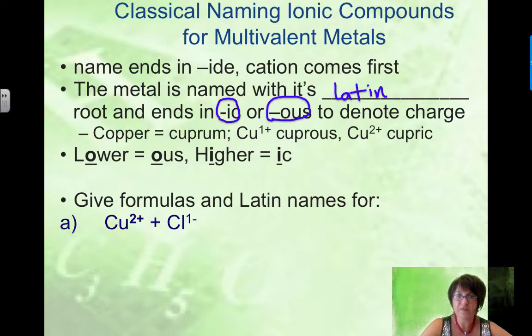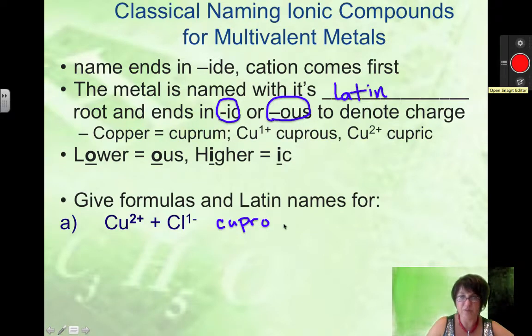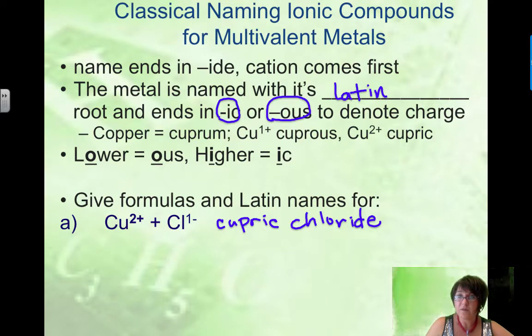So let's give formulas and names for these ones. The 2+ form of copper is the higher of the two charges, because 2 is higher than 1. So we'll call this cupric chloride. The same way as before, only now we have to decide which kind of copper this is.